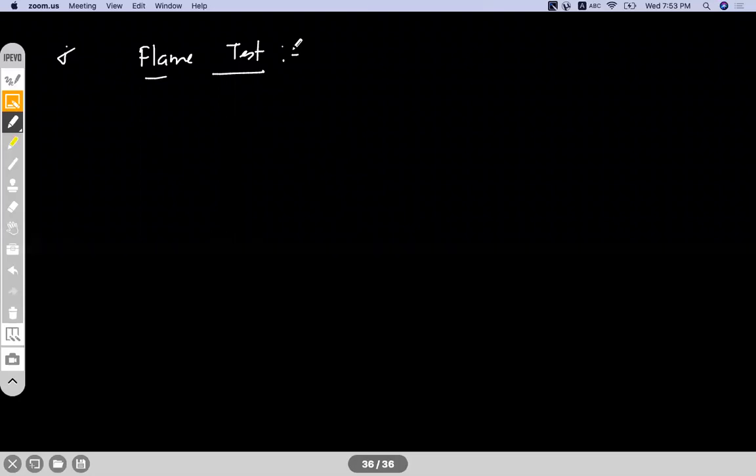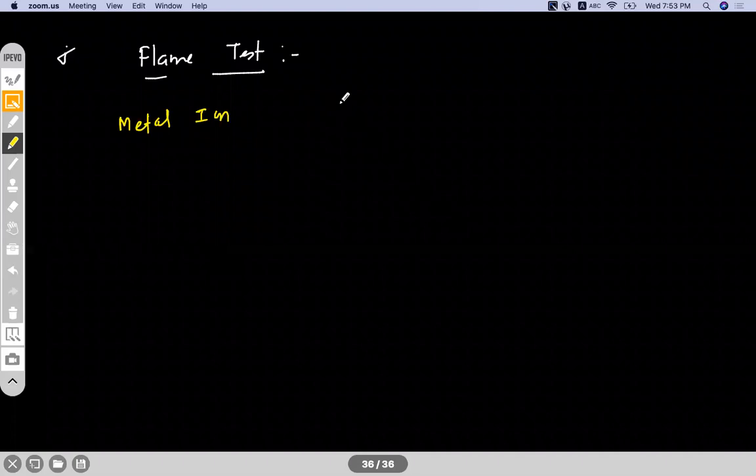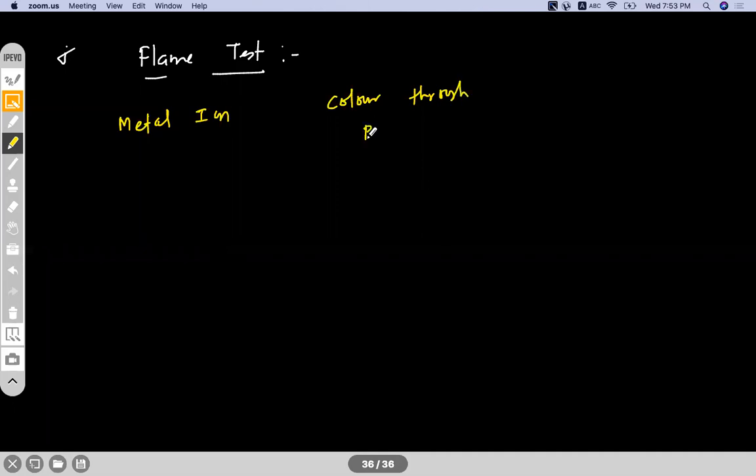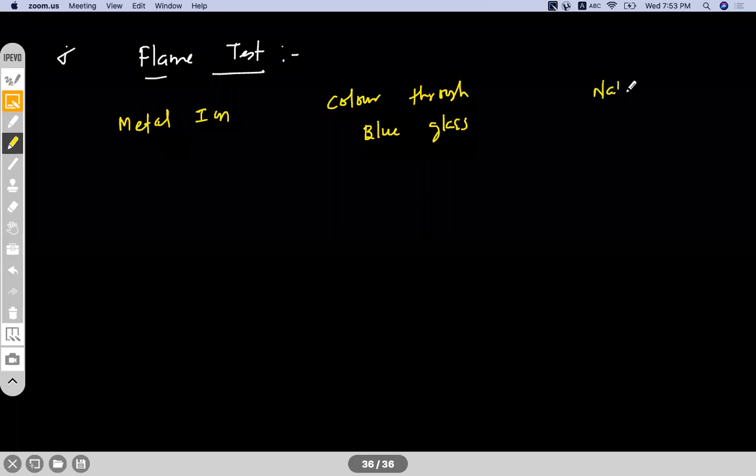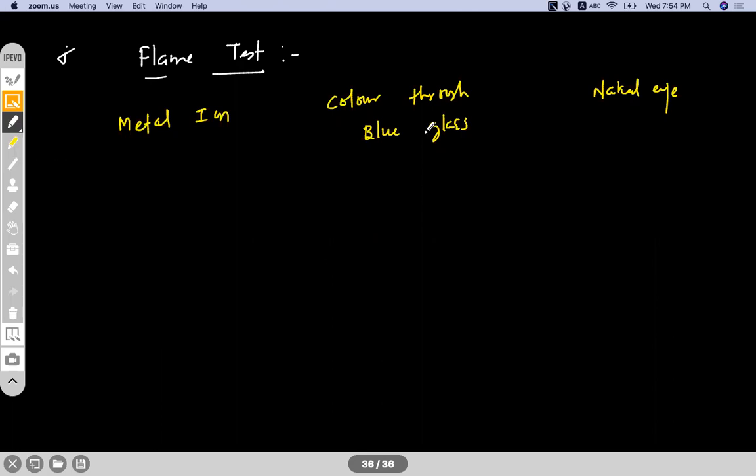So we have a few ions, I'll write them down here. Draw this column: we have metal ion and we have color through blue glass. If you see the flame through the blue glass, you will have a different color, and with the naked eye, you will have a different color. So both I'll write down. If the blue glass is not mentioned, we'll go for the naked eye.